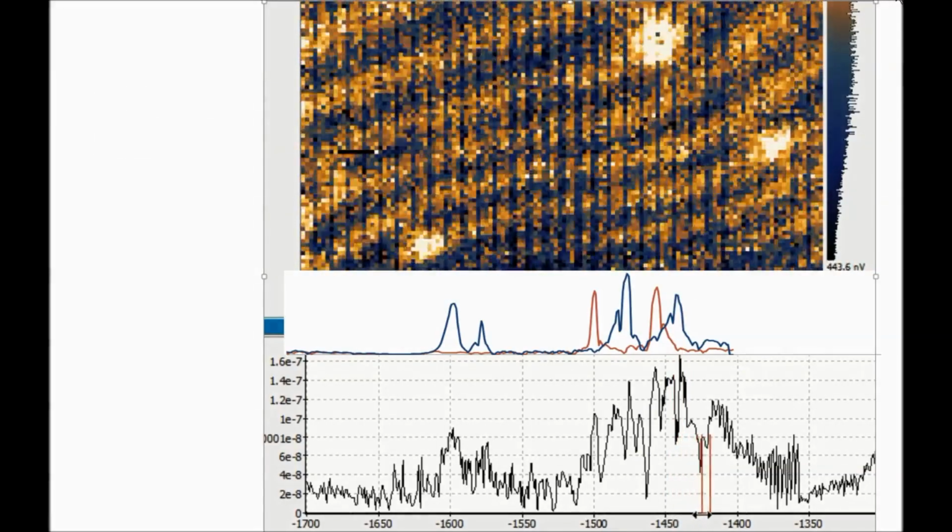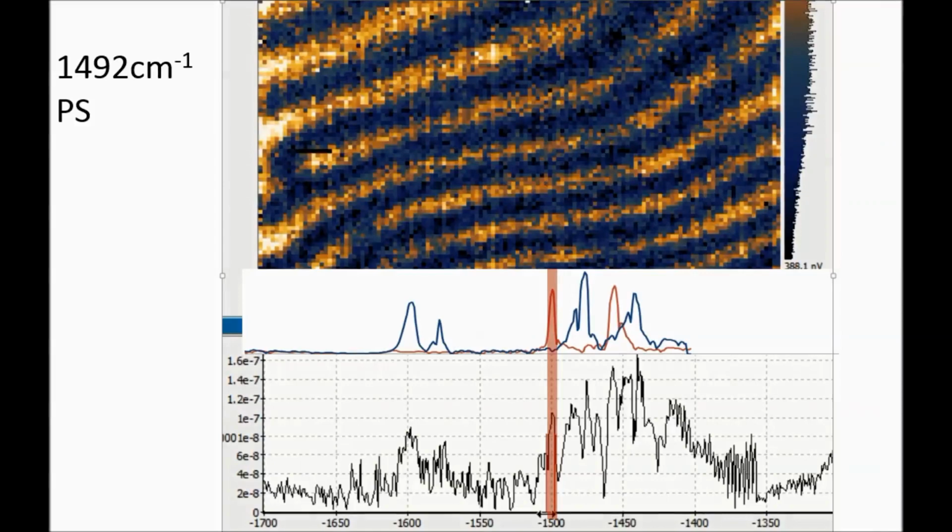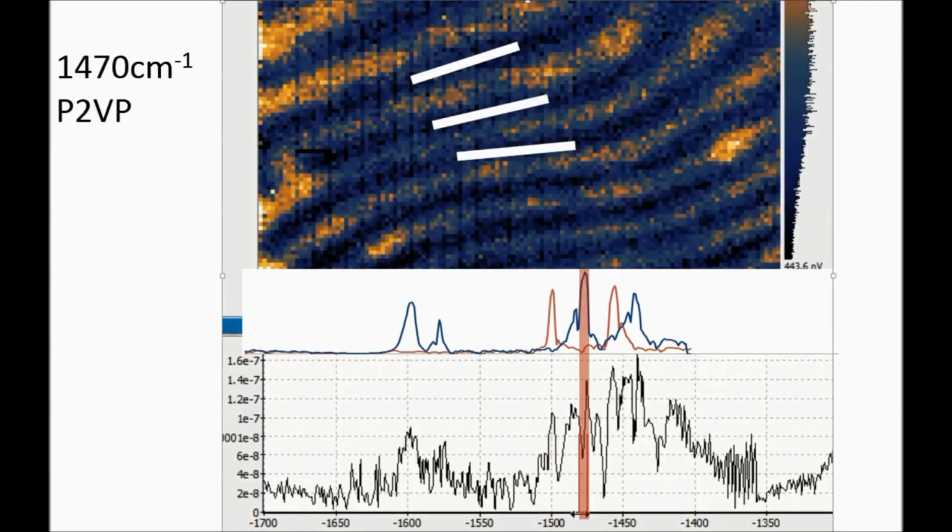Let's take one more look at the prominent peaks. Here is PS highlighted at 1492. If we draw some lines on the image where the PS is bright, and then switch to the P2VP peak at 1470, you can see that the bright and dark regions have flipped, showing that we are identifying the two components.